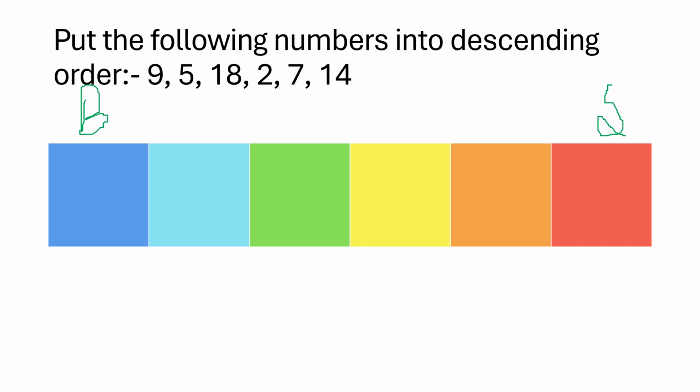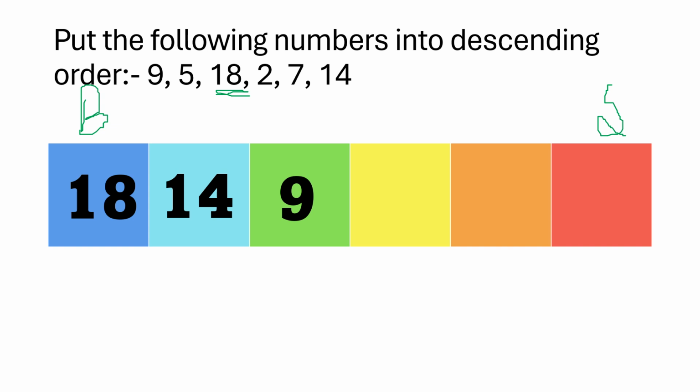So now let's start putting the number. So which is the biggest number over here? The number 18. First we will put the number 18, then 14, then 9, then 7, then 5, and what is the smallest number? The 2. So now we will put the number 2.